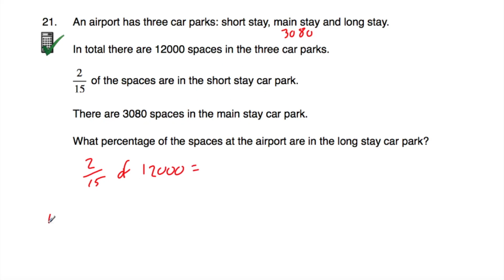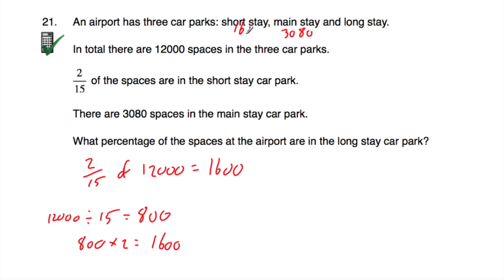So let's take the 12,000 and let's divide it by 5. And if we do 12,000 divided by 5, that's equal to 2,400, and then if we do that times 2... Actually, as spoken: 12,000 divided by 15, that's equal to 800. And then if we do 800 times 2, that's equal to 1,600. So that means there's 1,600 spaces in the short stay car park. Actually, I'm just going to write that down a little bit lower, 1,600. There's 3,080 in the main stay car park, and we're asked what percentage parked in the long stay.